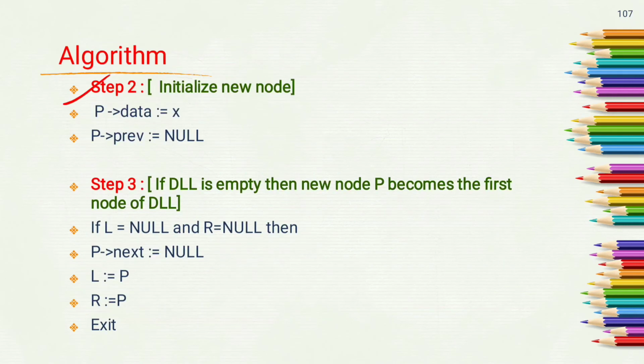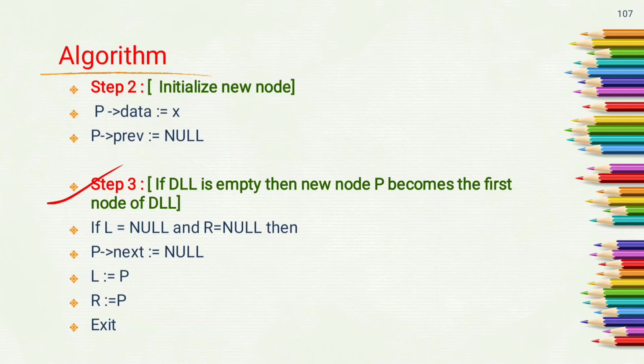So first we have to initialize the new node. So step 2 is initialize new node. We have to store the X value into the data field of P. So we have to write P arrow data equals X, and as this node will become the first node of this doubly linked list, we have to write P previous equals null.